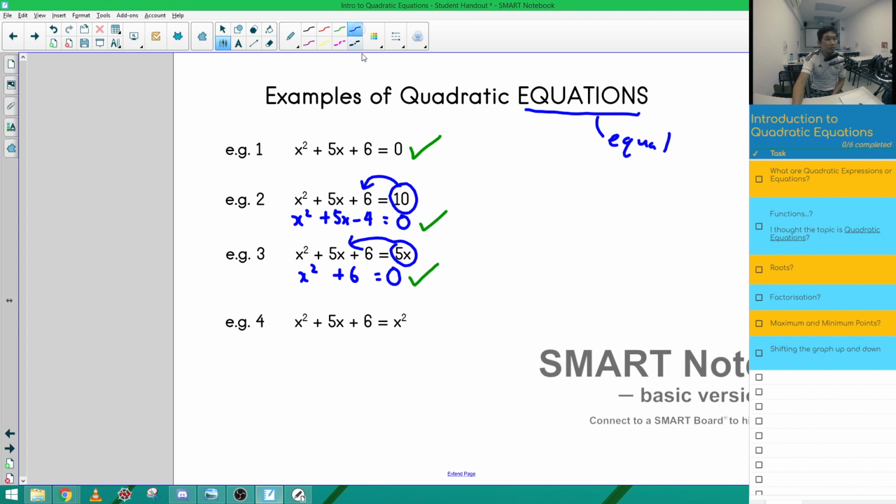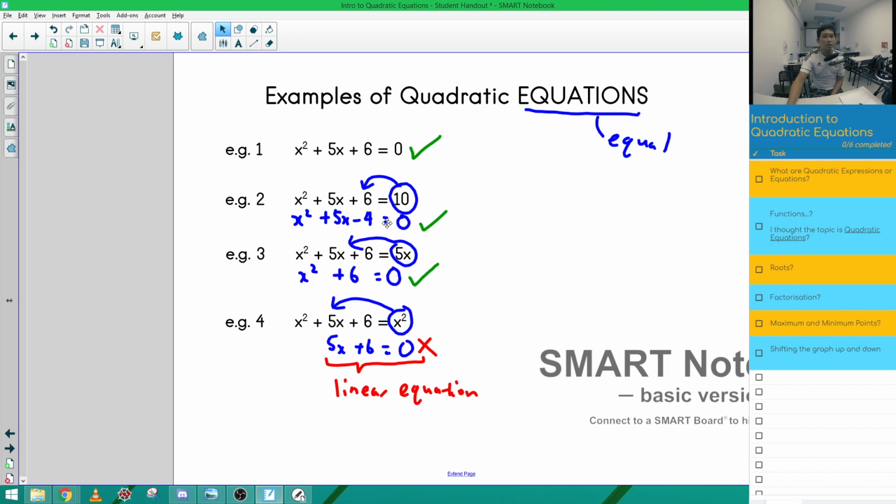And finally, we look at the last example, example 4. We do the same sort of manipulation. We bring the x squared to the left-hand side. What happens is we have a negative x squared now. That gives us 5x plus 6 equals 0. And you can see over here, this is not a quadratic equation. This is a linear equation. So we've got to be careful with that. Although we started with a quadratic on the left, sometimes it can reduce to a linear equation. Good example. Now let's move on to the next page.